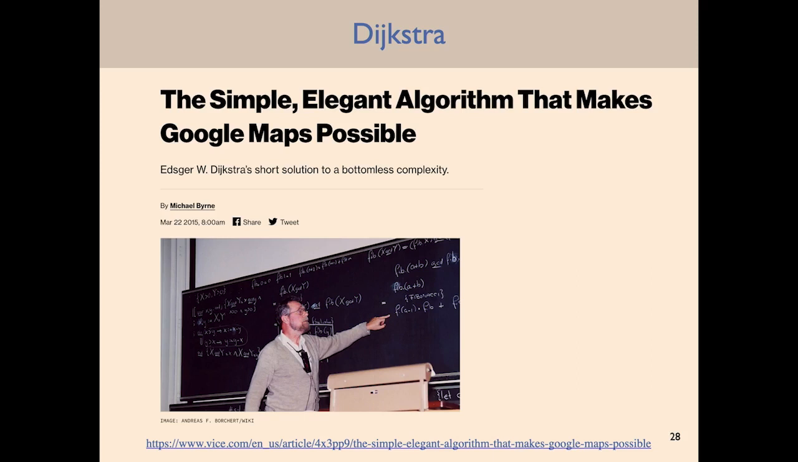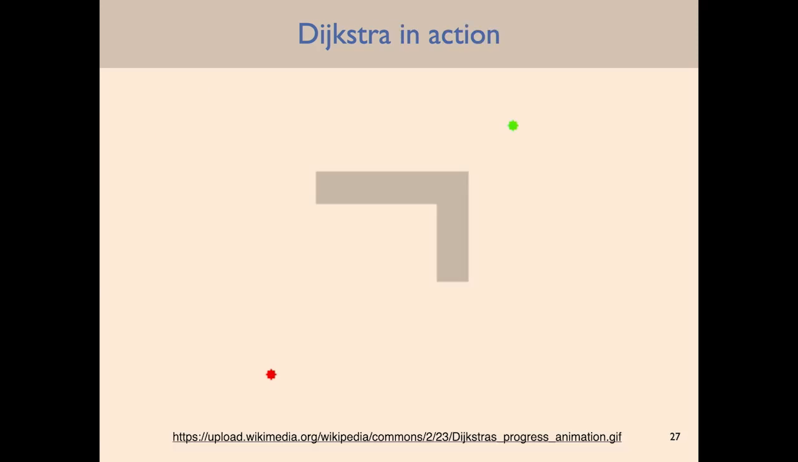Yeah, so Google Maps and other mapping services use algorithms that are similar to Dijkstra. They have modifications, and we'll discuss some of the modifications here today. But if you're interested, there's an article that talks about how these algorithms get used in practice. All right, so just looking at this exploration again.